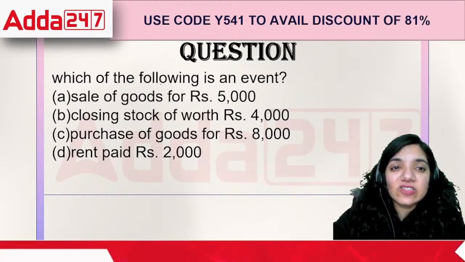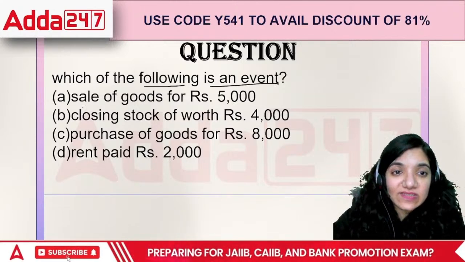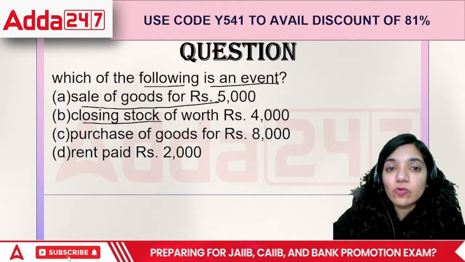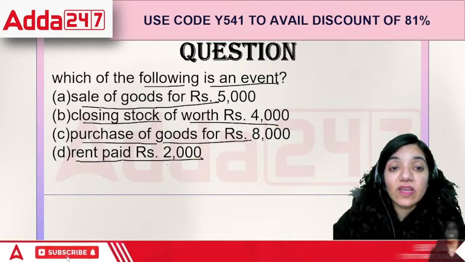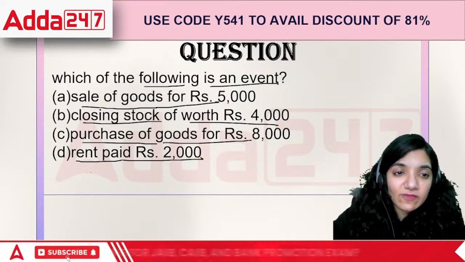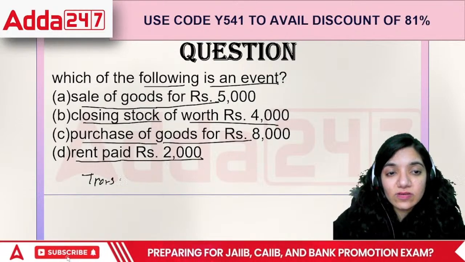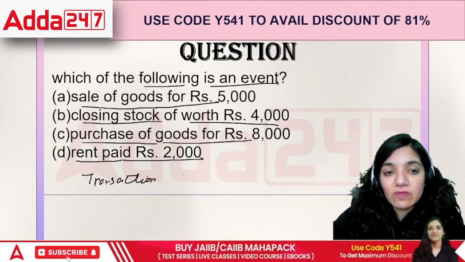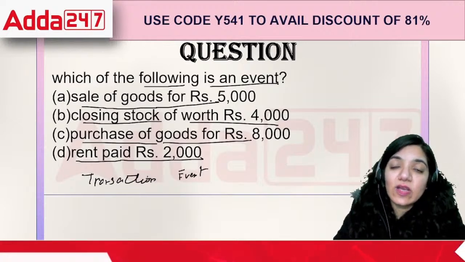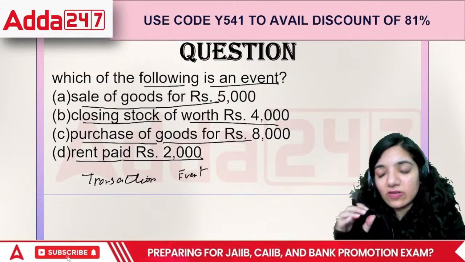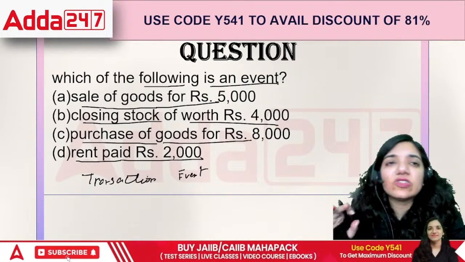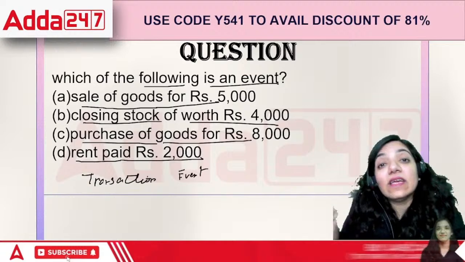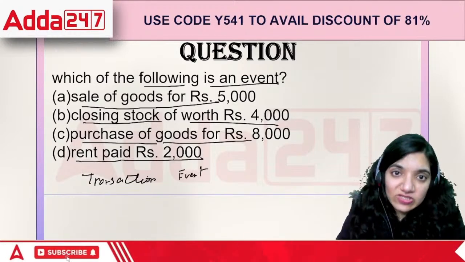Next, which of the following is an event? Sale of goods for rupees 5,000, closing stock worth rupees 4,000, purchases of goods worth rupees 8,000, or rent paid 2,000. There is a difference between a transaction and an event. Do you know what's the difference between the two? A transaction is something that just happened, and its impact or its effect is called an event.